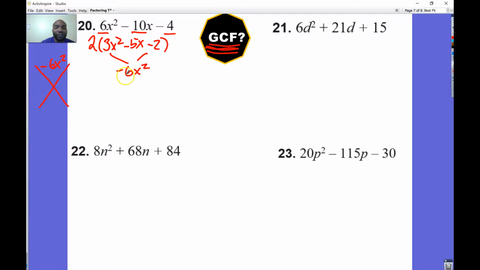All right. So we end up with negative 6x squared, and then we want that to be a negative 5x.